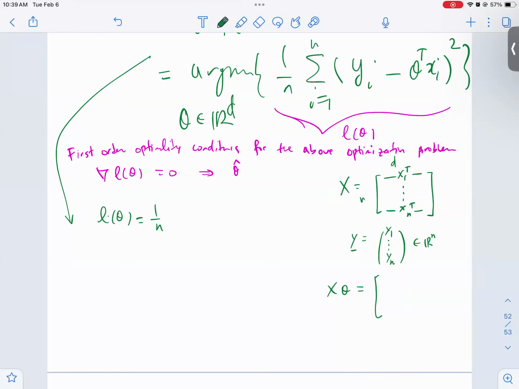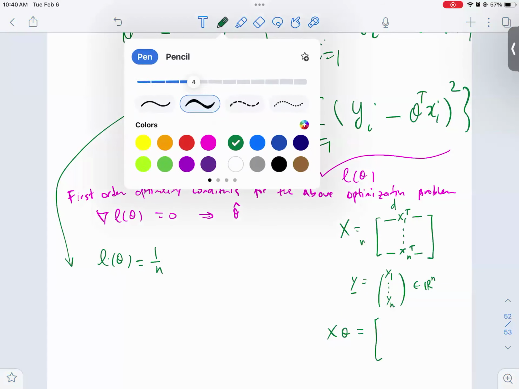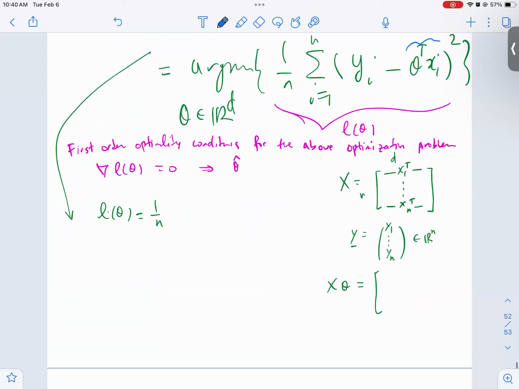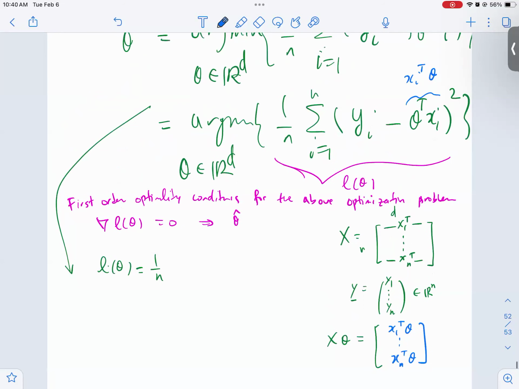Each row of x gets multiplied by theta. Because this is a scalar, it's equal to its transpose, which is also x_i transpose theta. So these are the same thing. And you can see that this is going to be x1 transpose theta up to xn transpose theta. So the rows of x theta would be the values of this regression function at those training data. And then I'm going to compare it with y.